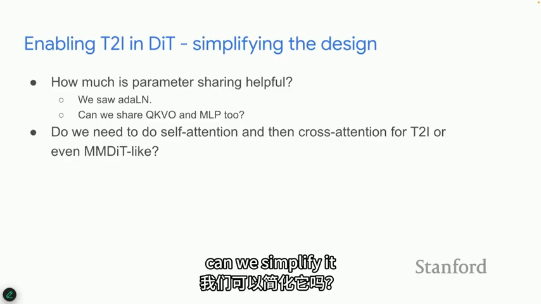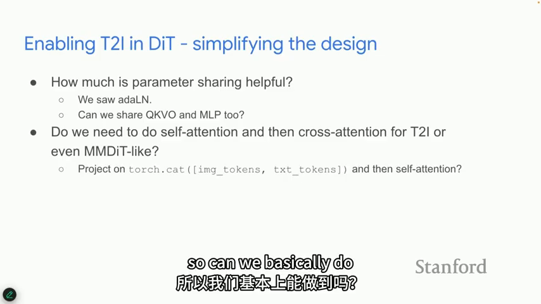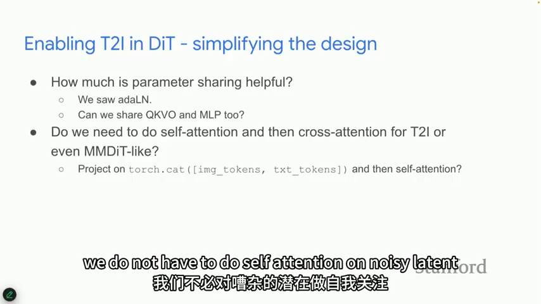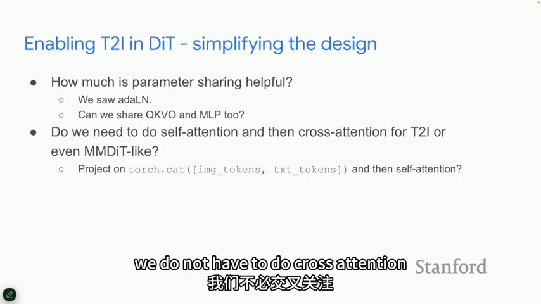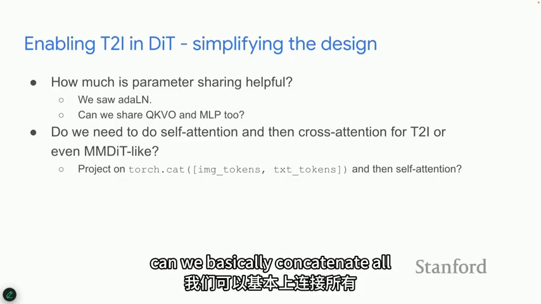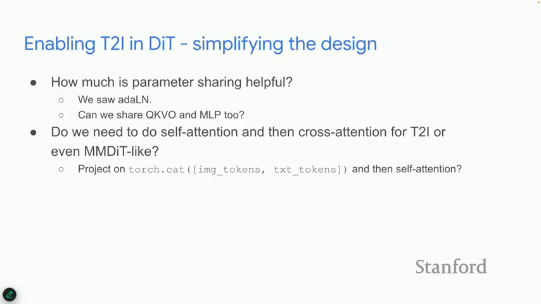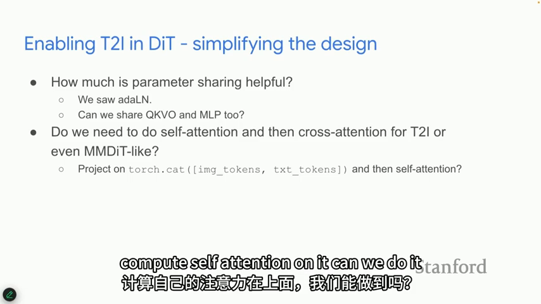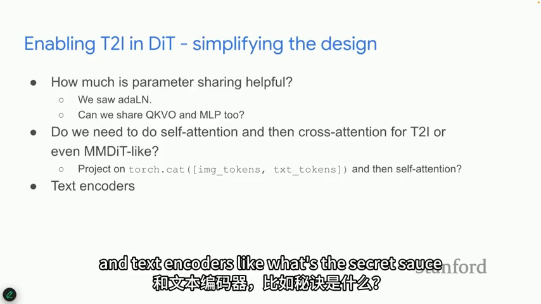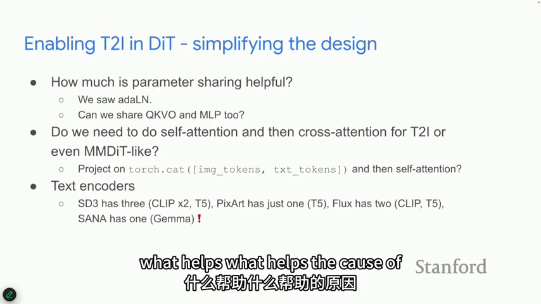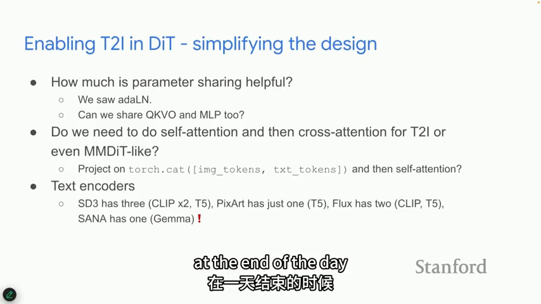Can we simplify it? Can we basically do self-attention on this concatenated space? So we do not have to do self-attention on noisy latents, we do not have to do cross-attention on noisy latents and text, and we do not have to do MMDiT. Can we basically concatenate all the image tokens and the text tokens and compute self-attention on it? Can we do it? And text encoders, what's the secret sauce? We are using 3, we are using 2. What helps the cause of text to image generation at the end of the day?